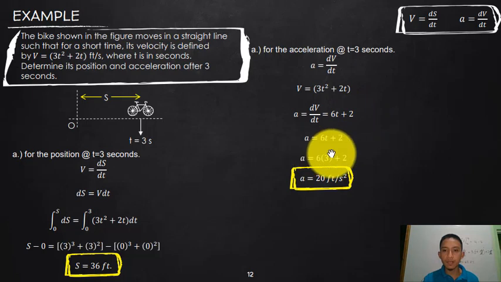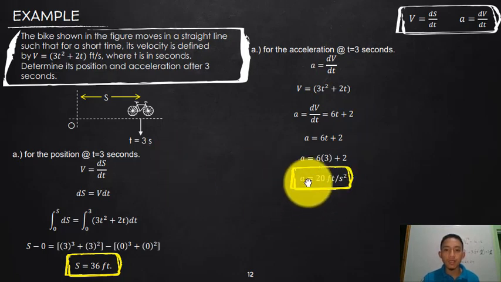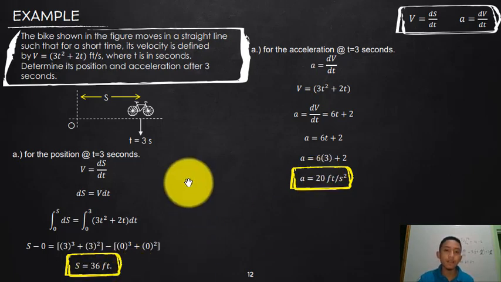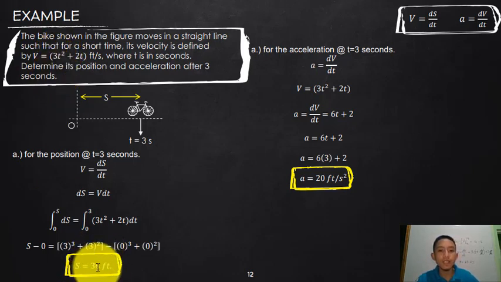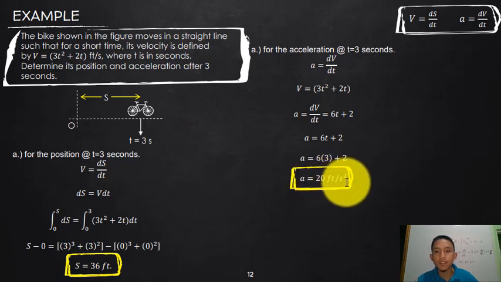So you now have the acceleration in terms of time. Since you are given time, substitute your time, which is 3, and you will end up having your acceleration at 20 feet per second squared. Okay, so that's it. After 3 seconds, given this equation of the motion of the bike, you end up with 36 feet after 3 seconds, and 20 feet per second squared as the acceleration of your bike.